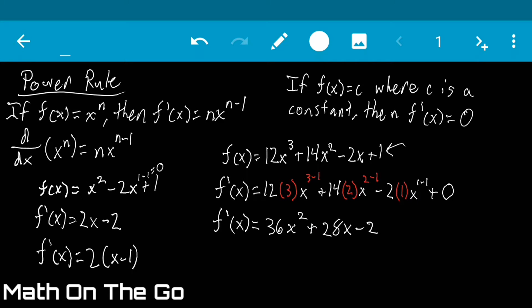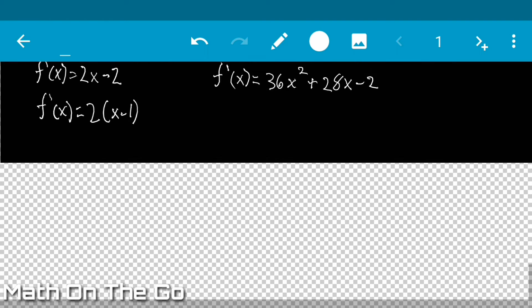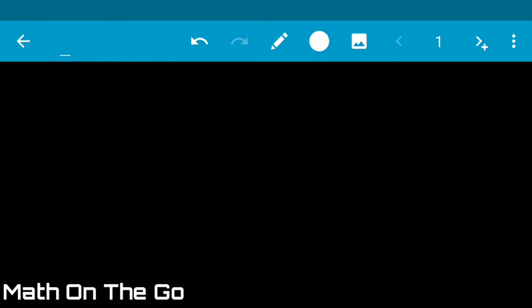All right, let's move on to the next example. But before we start that example, we're going to look at another rule. Say you have the derivative of c f of x. That is going to equal c f prime of x. What this says is that we can factor out a multiplicative constant from a derivative if we need to. So I'll show you an example of that.